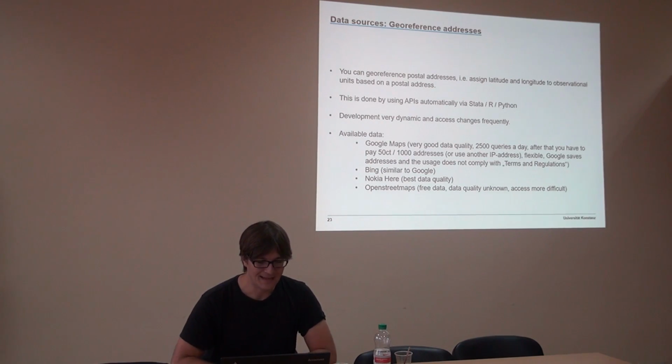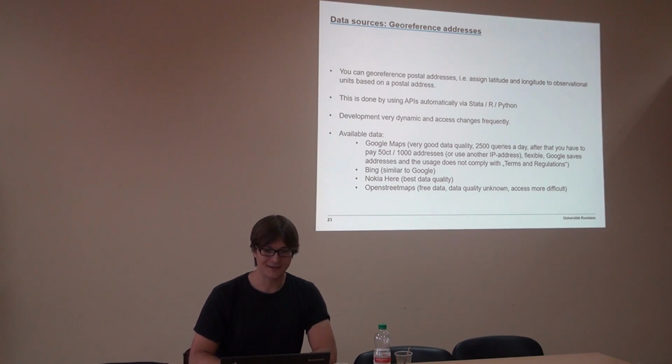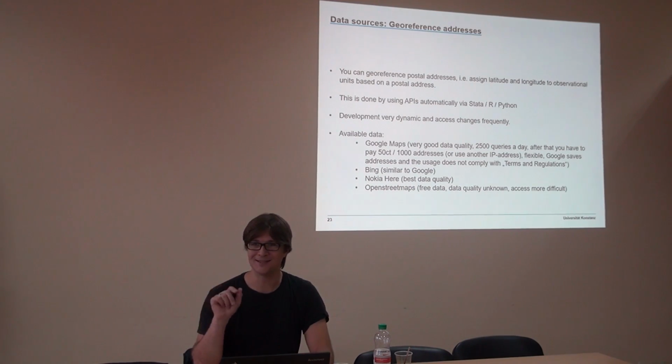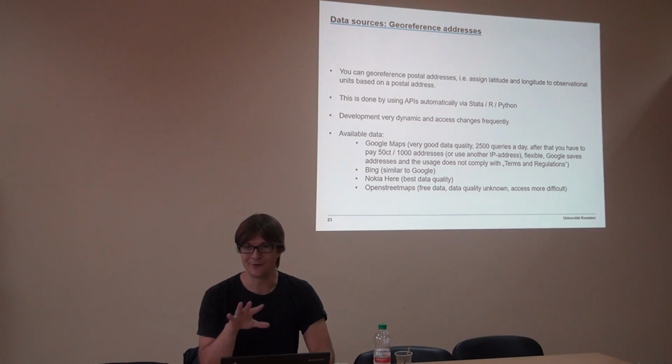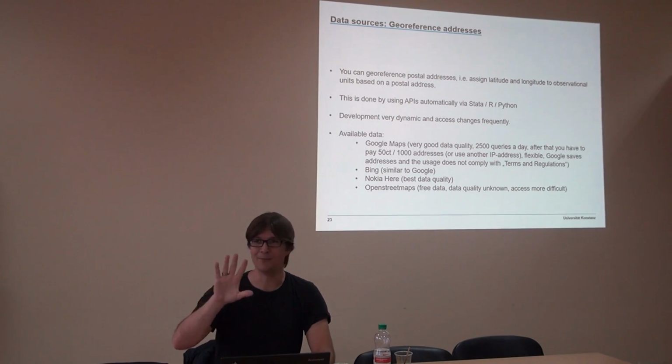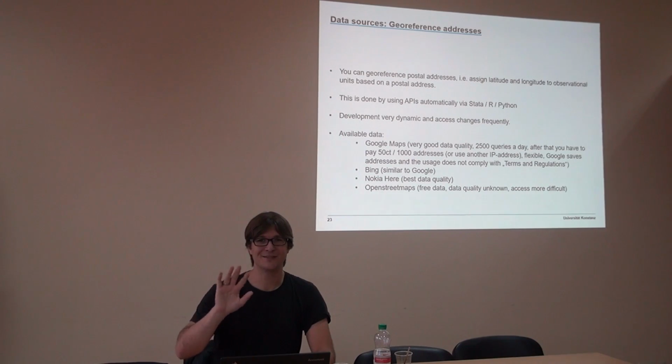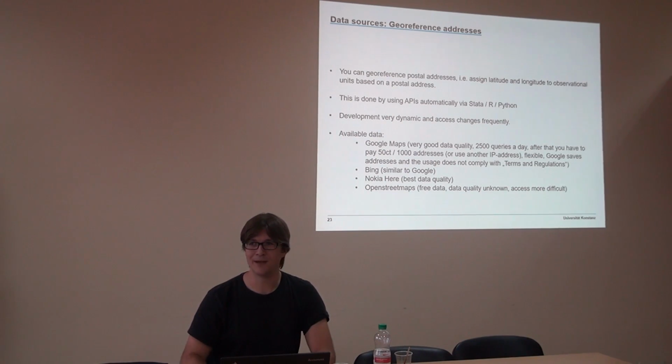And the other thing is that the usage does not comply with the terms and regulations of Google. This API states that you can use this data only for showing the address on a map on the internet. So this is something that you should keep in mind if you want to publish a paper with this data in an American journal.